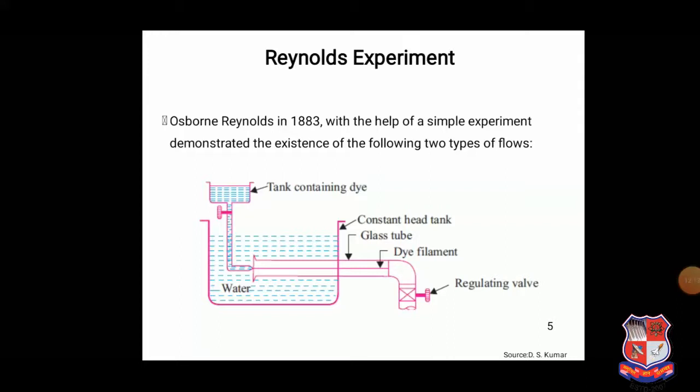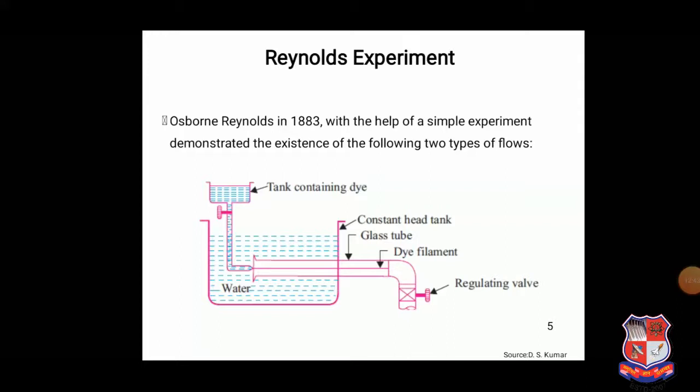Now in this particular diagram, the water was made to flow from the tank through the glass tube into the atmosphere. You see in the diagram, on the top there is a tank containing a dye. So water was made to flow from that particular tank, and when I open the valve, the water flows from the tank through the glass tube into the atmosphere, going to the downward side.